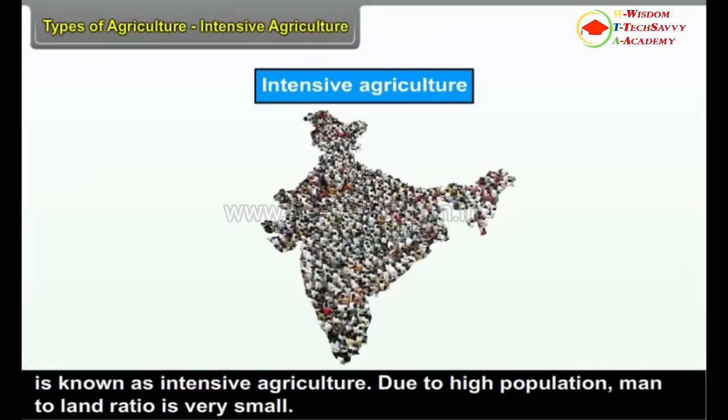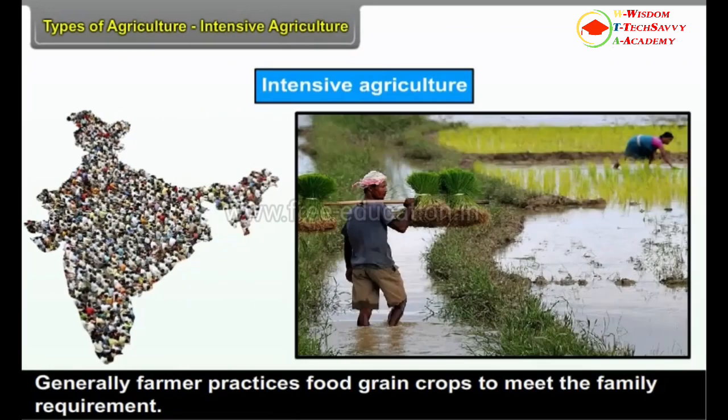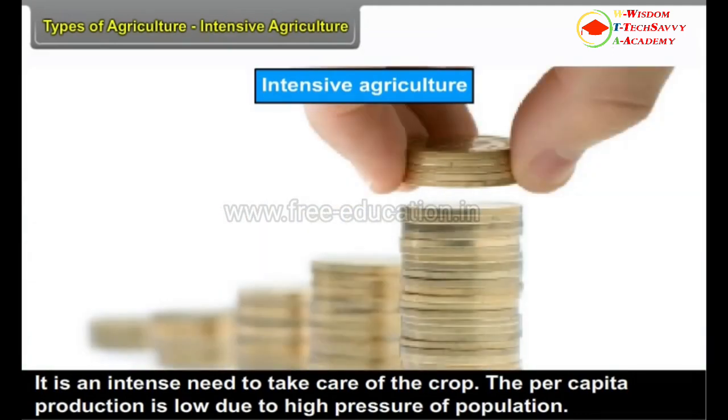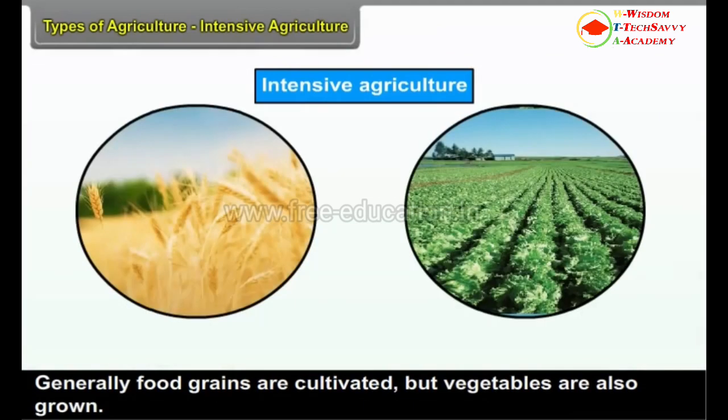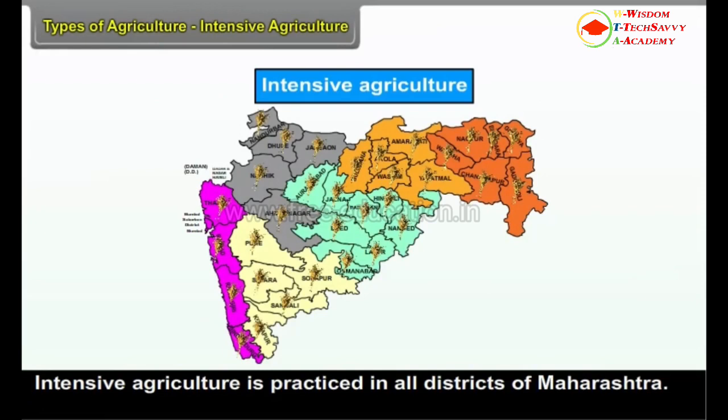Due to high population, the man-to-land ratio is very small. Generally, the farmer grows food grain crops to meet the family requirement. There is an intense need to take care of the crop. The per capita production is low due to high pressure of population. Generally, food grains are cultivated, but vegetables are also grown. Intensive agriculture is practiced in all districts of Maharashtra.